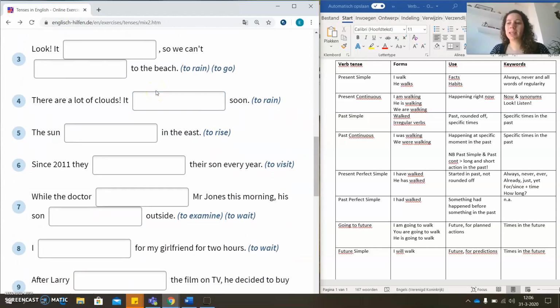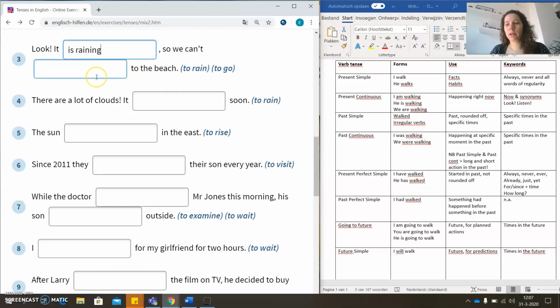Okay, I then carry on with sentence number three and try and find myself a keyword again. In this case, it is not so much a time, but it's this word, look. And that's why it's so important that you study the keywords, because then you know, oh yeah, it's not always a time. It can also be a word like look and listen, which is a keyword for present continuous. Okay, so I fill in the present continuous. Oh yeah, it's it, so it is, and the ing form of rain is raining, so it is raining.